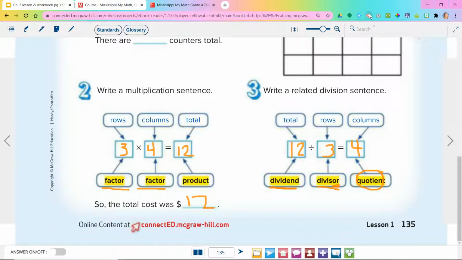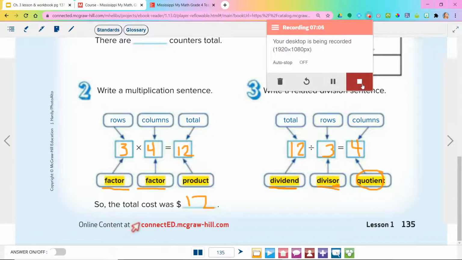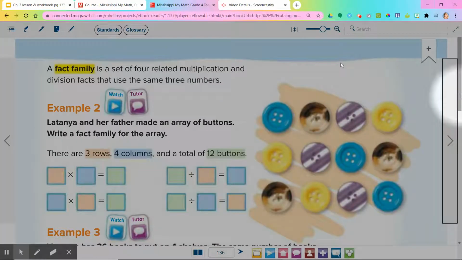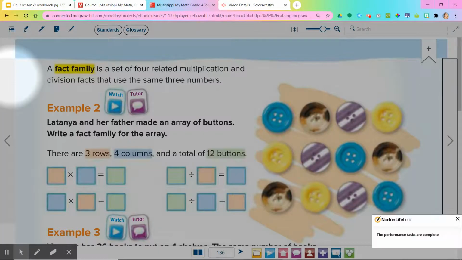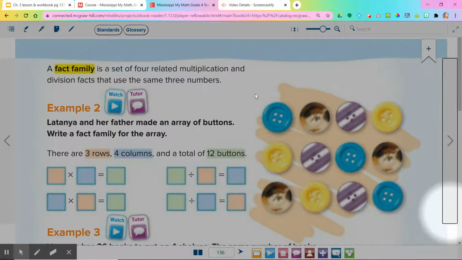And I'll stop it right here for a break, and we'll look at the back together. All right, so let's take a look at the back side of our lesson. Up here at the top, we see that a fact family is a set of 4 related multiplication and division facts that use the same 3 numbers. This is just like the fact families that you did in 1st, 2nd grade.